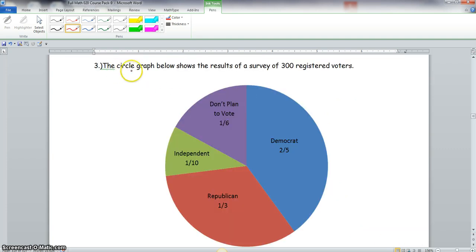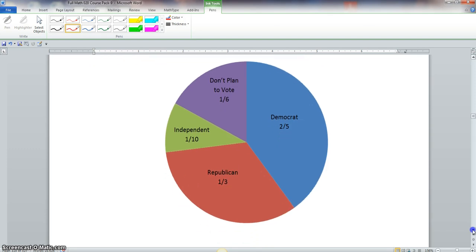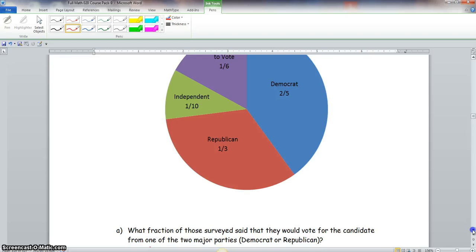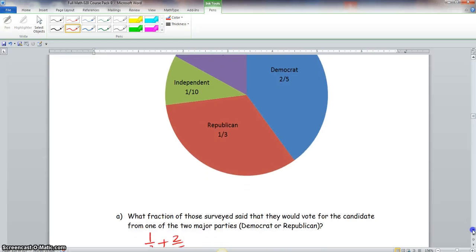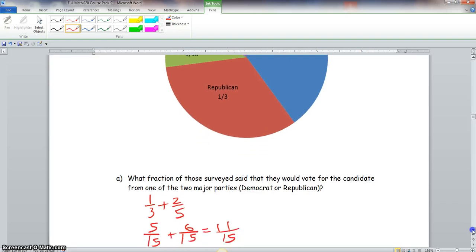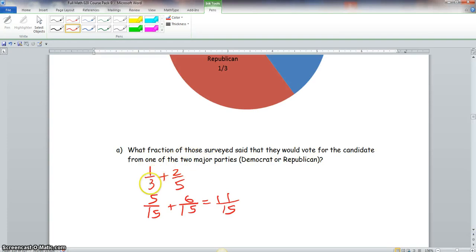Here to number 3. It says the circle graph below shows the results of a survey of 300 registered voters. Now it gives us the fractional amount: Democrat, Republican, Independent, and don't plan to vote. Now we have A. It says what fraction of those surveyed said that they will vote for the candidate from one of the two major parties? Now, we have the Republican Party, which is 1/3, and the Democratic Party, which is 2/5. So we just need to add them up to get the fractional equivalent.